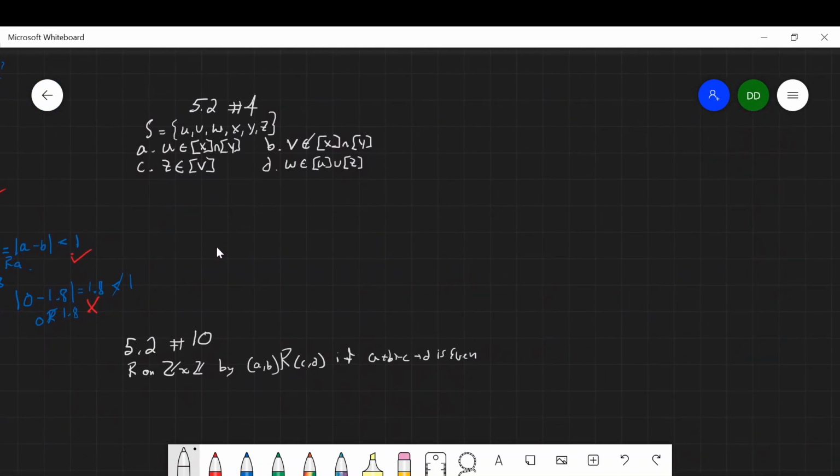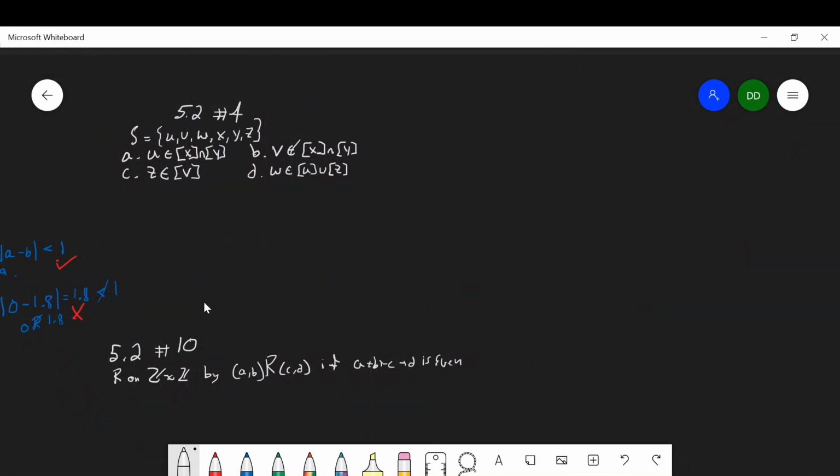Okay, yeah, let's take a look at moving on to 5.2, number 4. This one, yeah, some people had some questions about this. One of you posted a really nice explanation for how you did this.